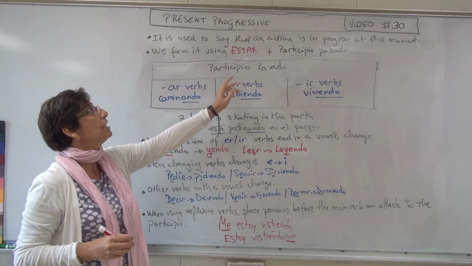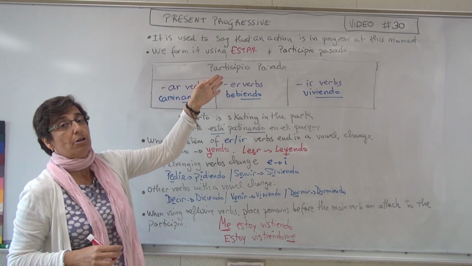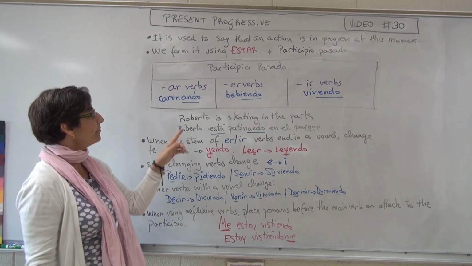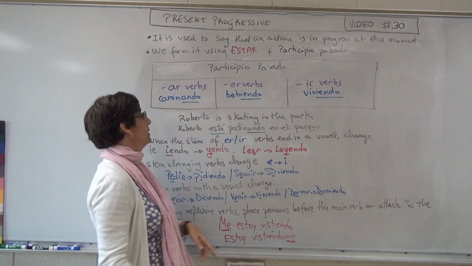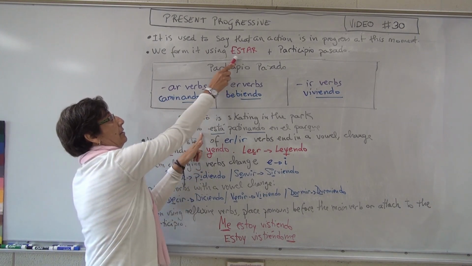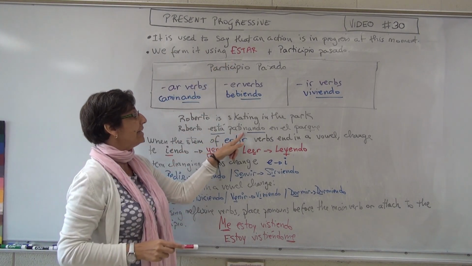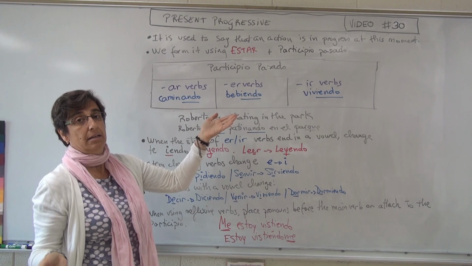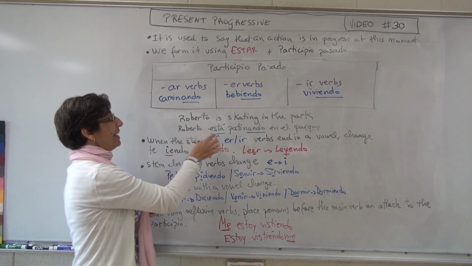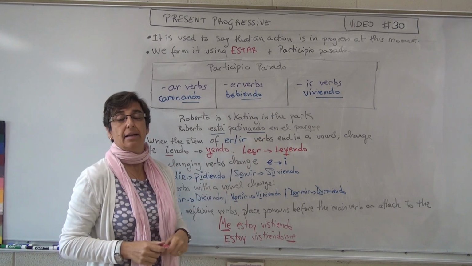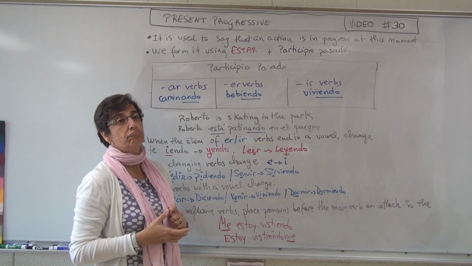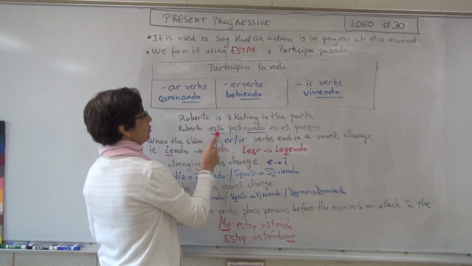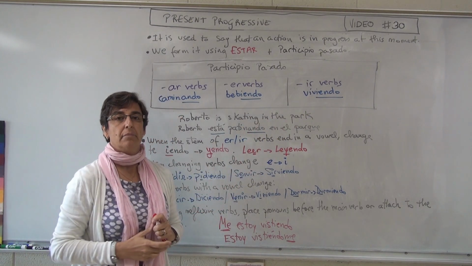When we are trying to say something in present progressive, we use estar plus this form of the verb. Roberto is skating in the park. Roberto está, estar, he or she form, patinar, patinando en el parque. If he was drinking milk in the park, we would say, Roberto está bebiendo en el parque. Or if Roberto was living in the park, viviendo en el parque, Roberto está viviendo en el parque. I hope it doesn't happen.